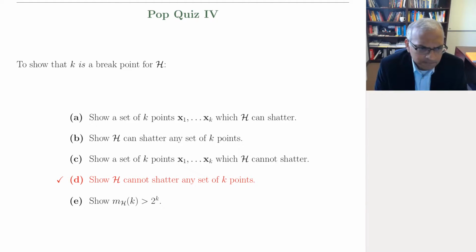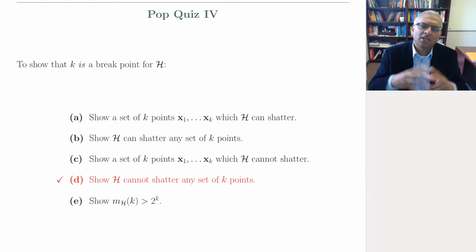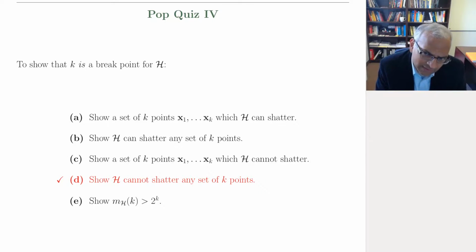Now, a breakpoint is only a breakpoint if H cannot conquer any set of K points. If you show one set of K points, like we did with the perceptron and putting the points on a line, that's not sufficient to show that you've broken H, because you've just chosen a very peculiar set of K points. You have to show that you cannot shatter any set of K points for K to be a breakpoint. And if you even thought for a minute about E, then you really need to go and review last lecture, because, by definition, the growth function cannot be bigger than 2 to the K. It's upper bounded by 2 to the K.